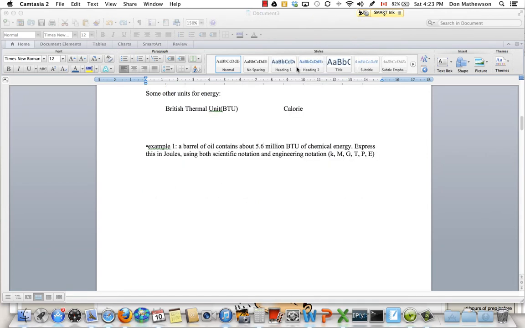Okay, other units for energy include the British thermal unit. 1 BTU is just a little bit more than 1,000 joules. It's 1,055 joules. And then there's a calorie. This is often used with, say, food. And 1 calorie, capital C calorie, is 4,186 joules. Now, these conversion factors will generally be given to you, but it's helpful if you can remember them.